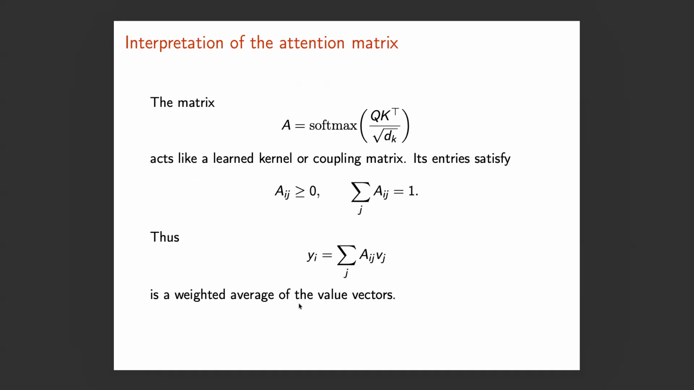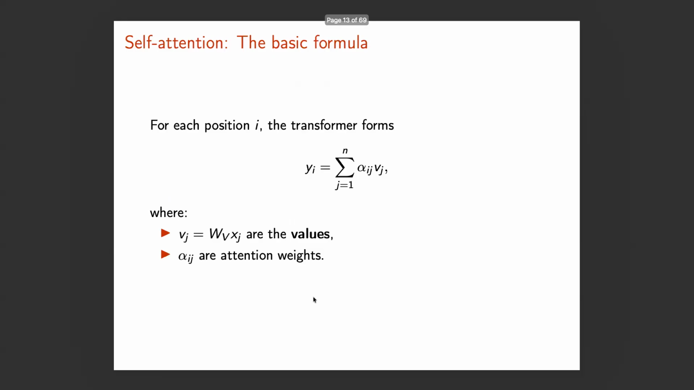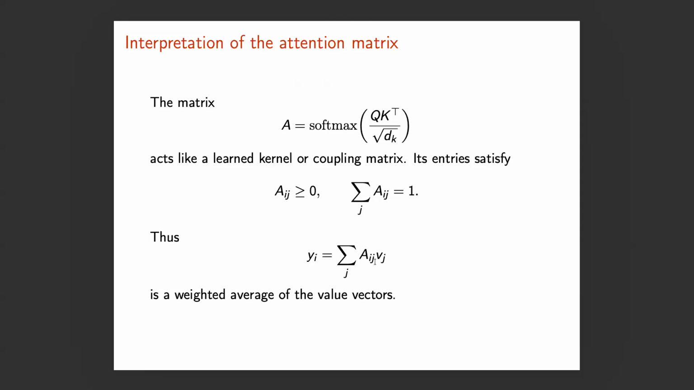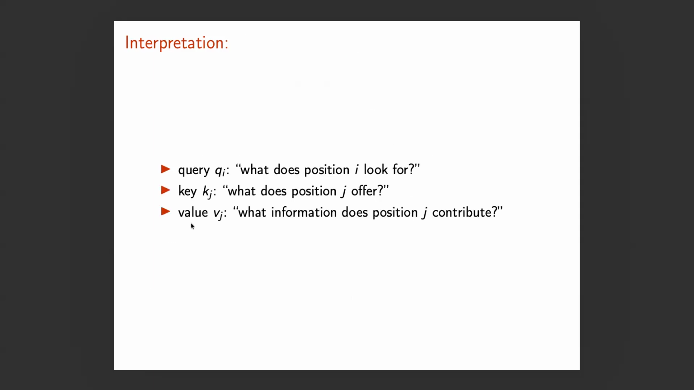So if we go back to the equation, we are now rewriting everything in terms of a matrix times a vector. So we would have this matrix multiplied with the Vjs here. The query is, what does the position i look for? The key says, what does the position j offer? And the value, what information does the position j contribute? So when you optimize this quantity, you produce this self-attention.